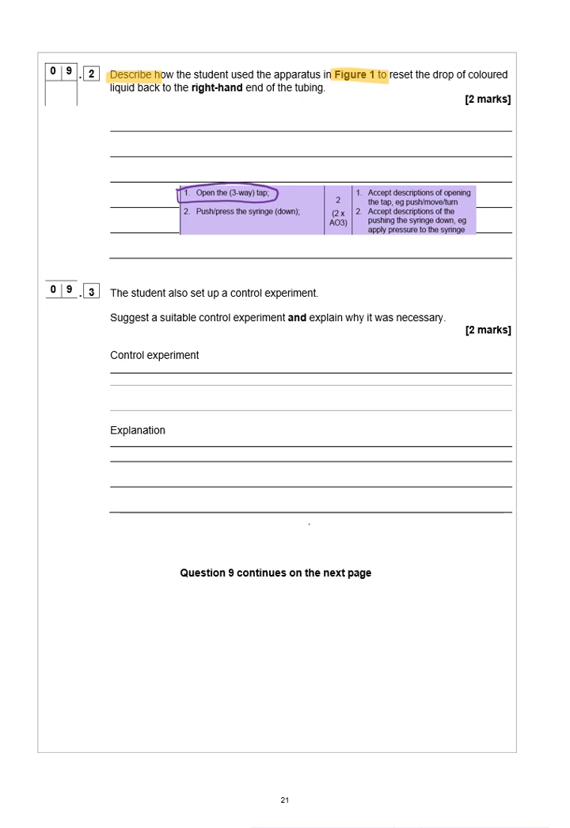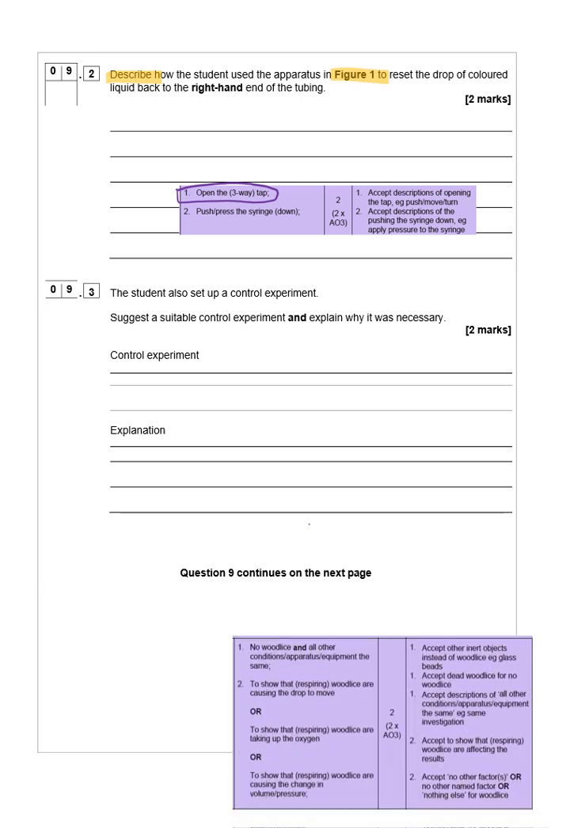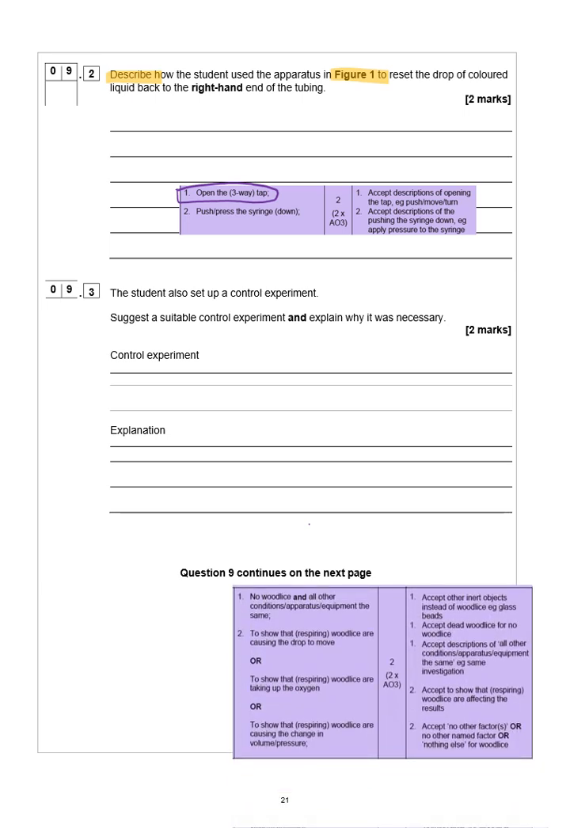Why do I want to do this? Because I want to prove that respiration is occurring from the woodlice. Yes, you're changing the temperature, but I'm seeing the effect of temperature on respiration. So therefore, put no woodlice in, or put some glass beads instead. You could even say a dead woodlice, but everything else needs to be the same.